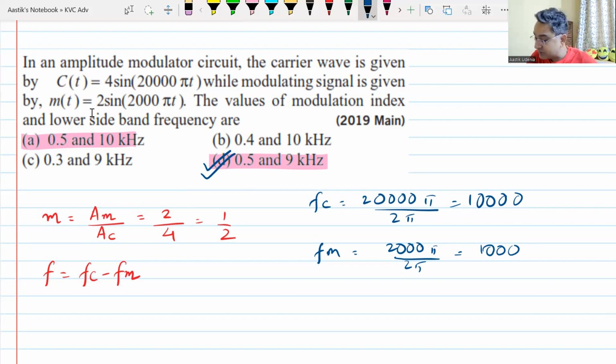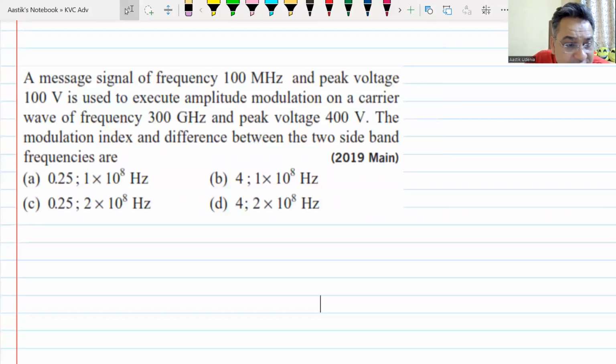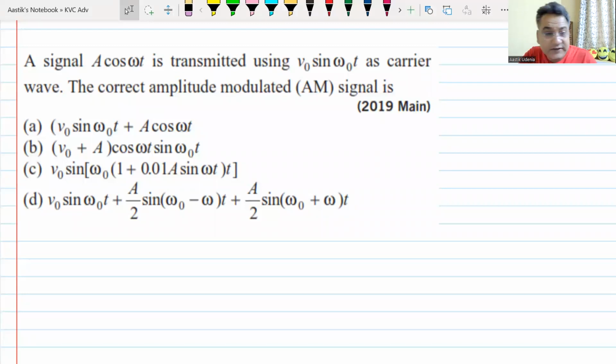Then comes this question, my dear friends, again from the JEE of 2019. A message signal of frequency 100 megahertz and peak voltage 100 volt is used to execute amplitude modulation on a carrier wave of 300 gigahertz and peak voltage of 400 volt. Find the modulation index and the difference between the two sideband frequencies. When I say difference, they're asking you the width, the bandwidth. You have 2 minutes to show your talents. So this is the next question. Solve it.